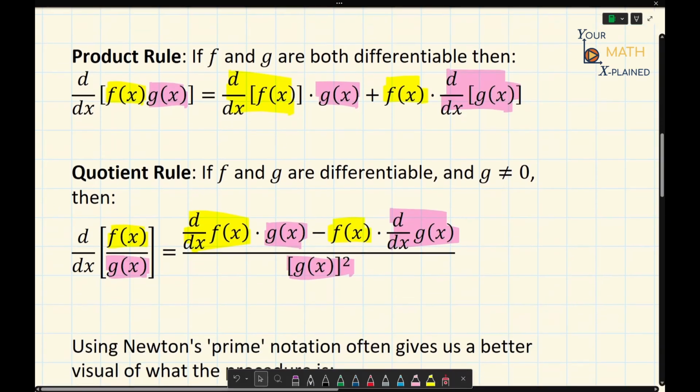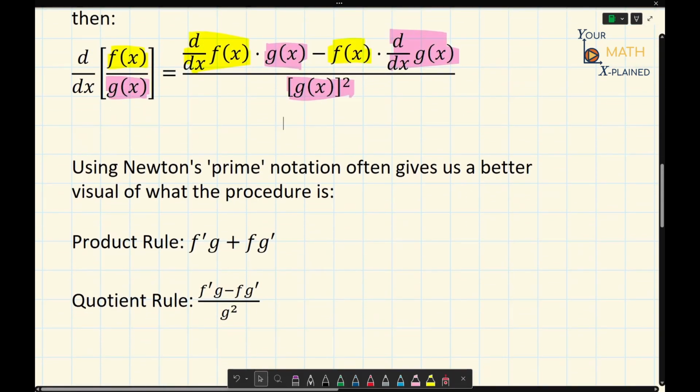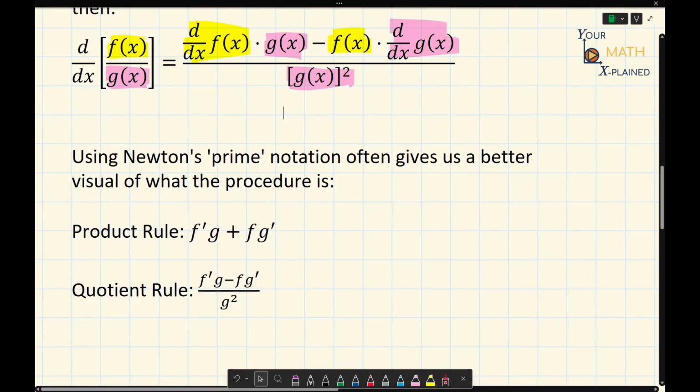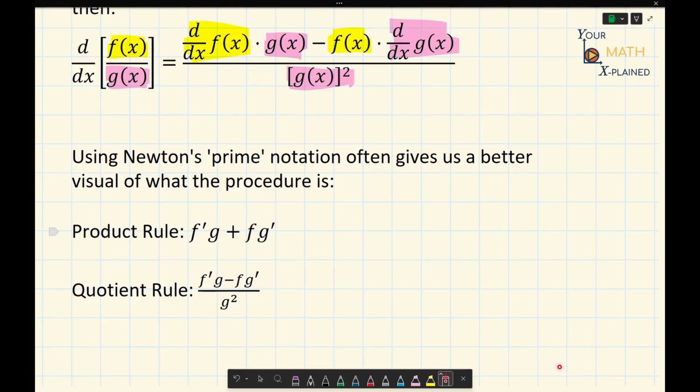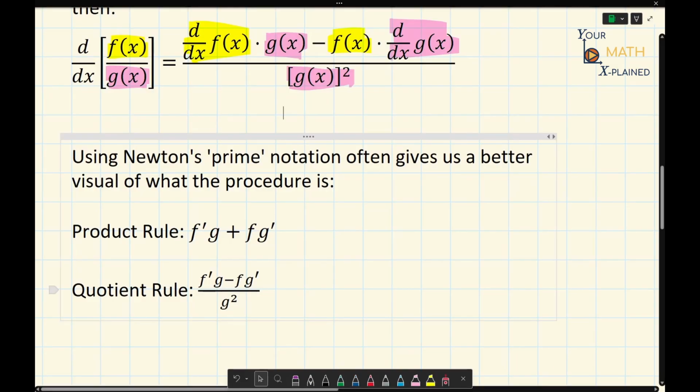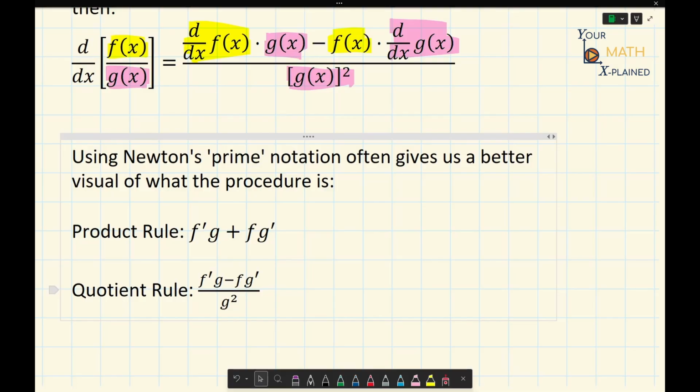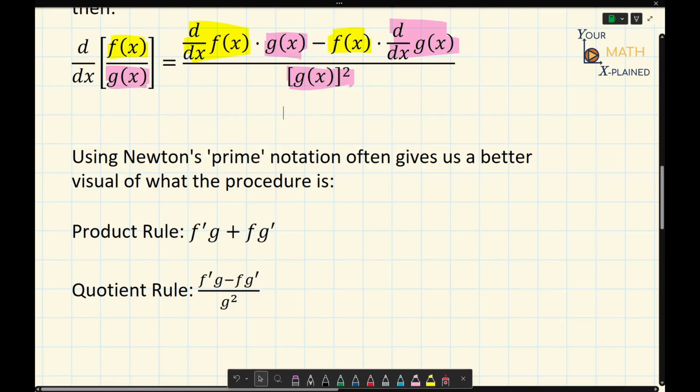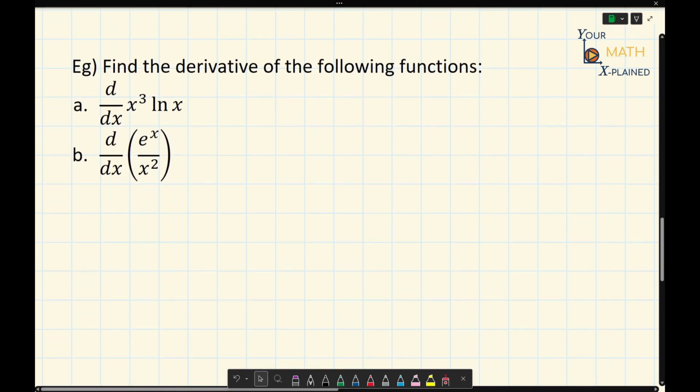Now this can look a little bit daunting, so using Newton's prime notation, it often gives us a better visual of what the procedure is. So for product rule, if I want to take the derivative of f times g, it's going to be f prime times g plus f times g prime. And then the quotient rule is going to be f prime times g minus f times g prime over g squared. And this is just a little bit easier to memorize. Now let's take a look at how to use them in action.